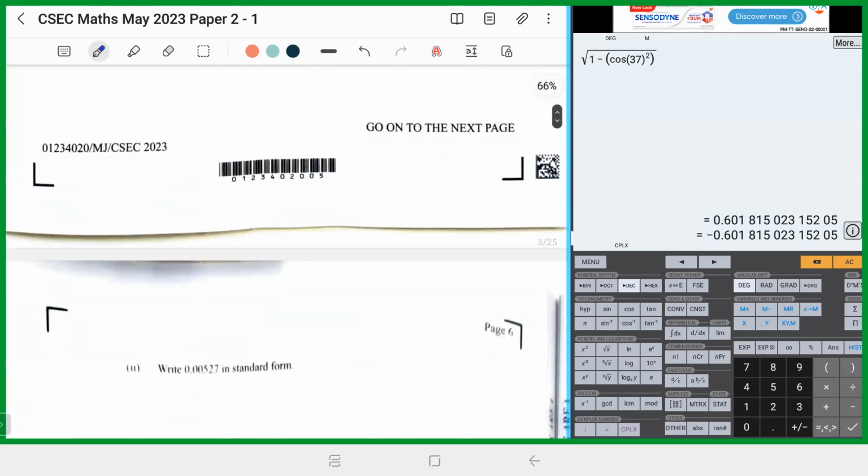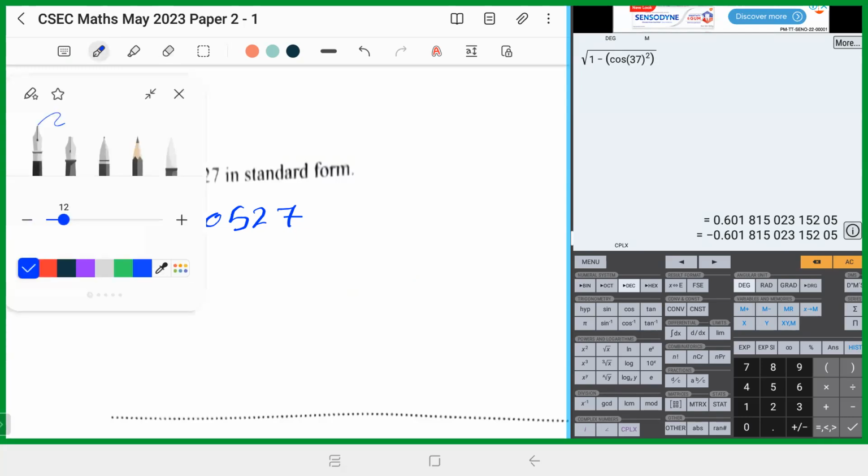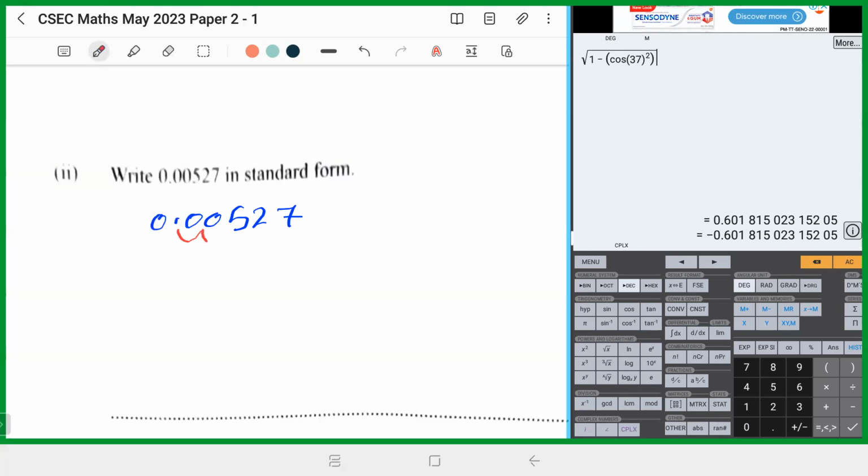Let's continue. This one now wants us to write this number in standard form. That number is 0.0. Let me write it below here. It is 0.00527. That's a small number. So you know it's going to end up with times 10 to some negative power, as a small number. But in standard form, you want to get the decimal point right here. You want to have a number with one non-zero digit before the decimal point, and you multiply it by 10 to some power, right?